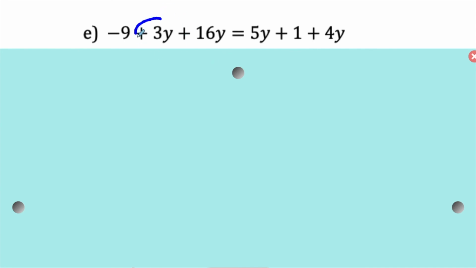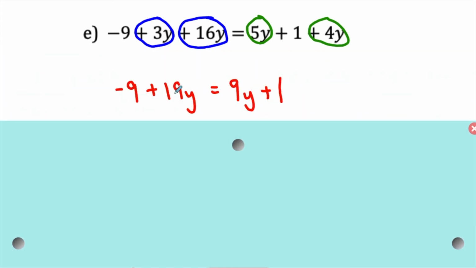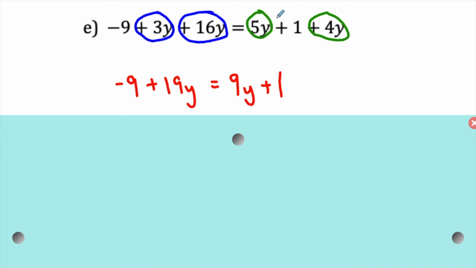So left-hand side, my like terms are 3y and a plus 16y. On the right-hand side, I have 5y and I have plus 4y. So on the left-hand side, 3y plus 16y is 19y, so 19y. And in this case, I just brought the negative 9 down. Typically, I would put the y term out front, but mix it up a little bit there. It doesn't matter. Right-hand side, you can see I did put the variable first. 5y plus 4y is 9y, and then I brought down the plus 1.